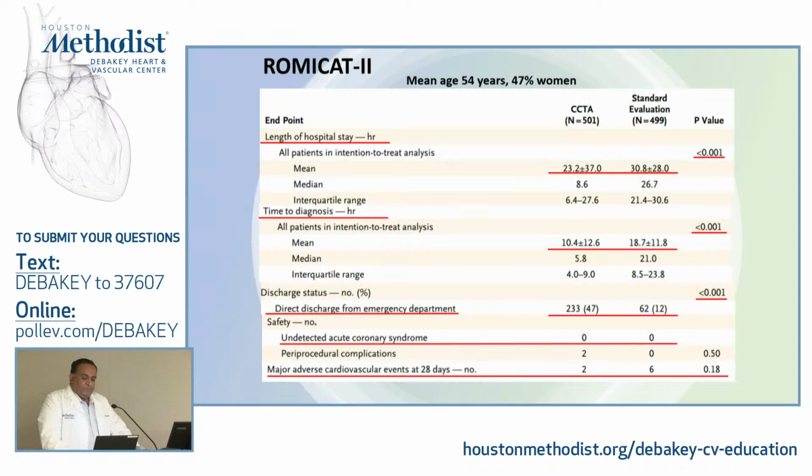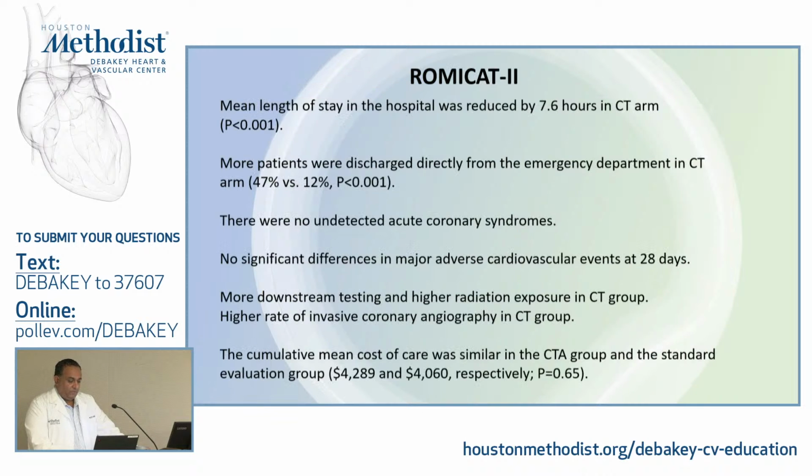So this is their primary endpoint, which is the length of hospital stay, which was reduced by about 7.3 hours in the CTA group. So this result was significant for the CT arm. There were more discharges directly from the emergency department, and there were no undetected acute coronary syndromes in patients in either group. There were no significant differences observed in the major adverse cardiac events in 28 days. Undergoing CT did lead to more downstream testing and higher radiation exposure and a higher rate of invasive coronary angiography in the CT group. And that's a recurrent theme in a number of trials.